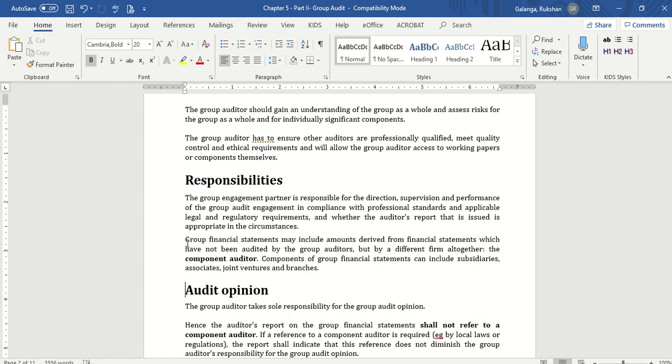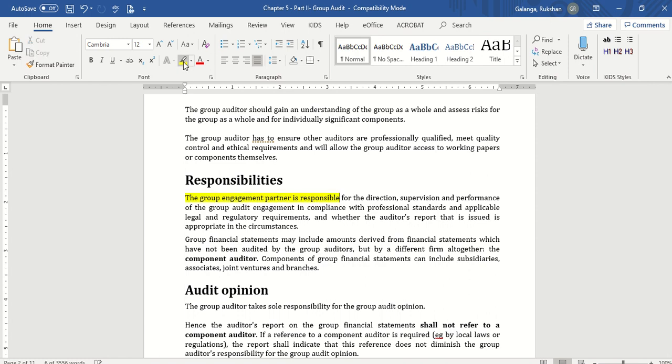That has to be audited by whom? The group auditor. So in that case, the group auditor has the responsibility in relation to the group audit, right? Look at this. The group engagement partner is responsible for the direction, supervision and performance of the group audit engagement in compliance with professional standards and applicable legal and regulatory requirements, and for whether the auditor's report that is issued is appropriate in the circumstances. So remember, the important part is to whom the responsibility belongs. The group engagement partner is responsible for this group audit.